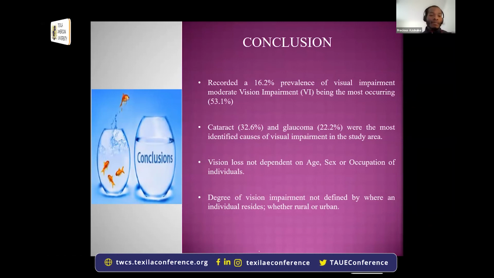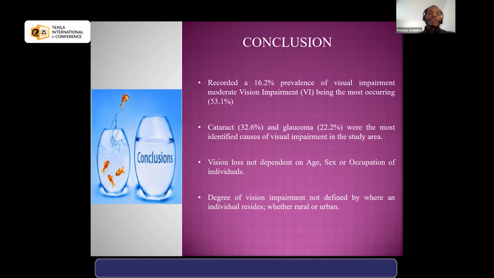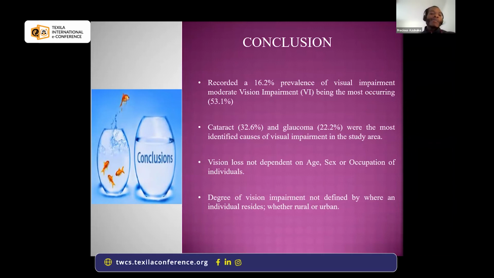Our study recorded a 16.2% prevalence of visual impairment, with moderate vision impairment being the most occurring. We recorded that cataract and glaucoma were the most identified causes of visual impairment in the study area. So vision loss was not dependent on age, sex, or occupation of individuals, as well as residence. Whether being in a rural or in an urban area, it was not statistically associated with being visually impaired.